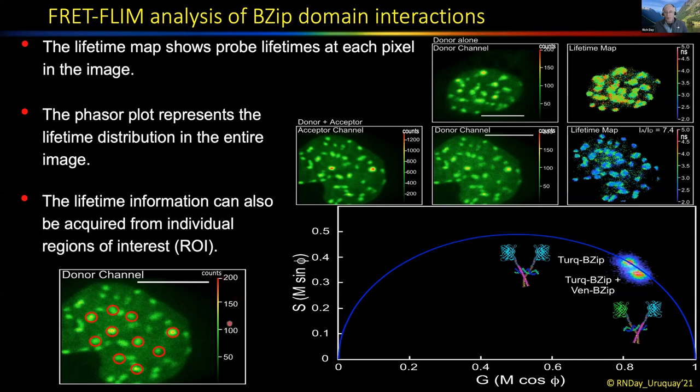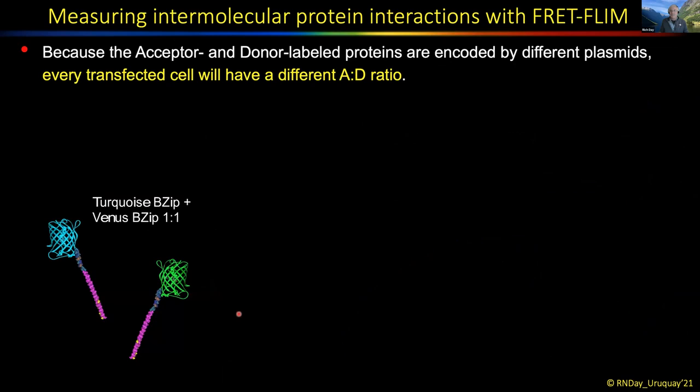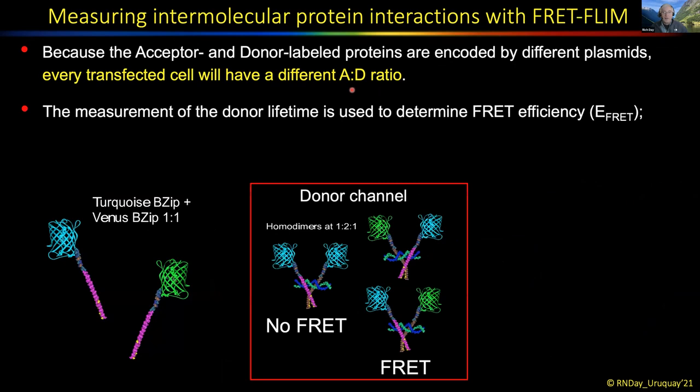But of course, we can get more information from this. We can actually use each region of the heterochromatin within a single cell nucleus as a region of interest, and we can make measurements in those regions of heterochromatin. But there's a big caveat here. We're independently expressing our donor and acceptor, and so every transfected cell is going to have a different acceptor to donor ratio. And that's going to influence the FRET efficiency.